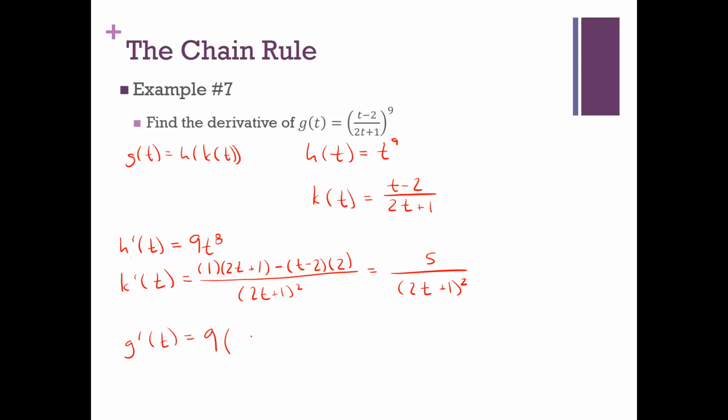what is the input to the function g? Or sorry, to the function h, I guess in this case. The input to the function h is not k prime, just k, right? So what's inside this bracket should be (t minus 2) over (2t plus 1). Are we okay with that beginning? Good.